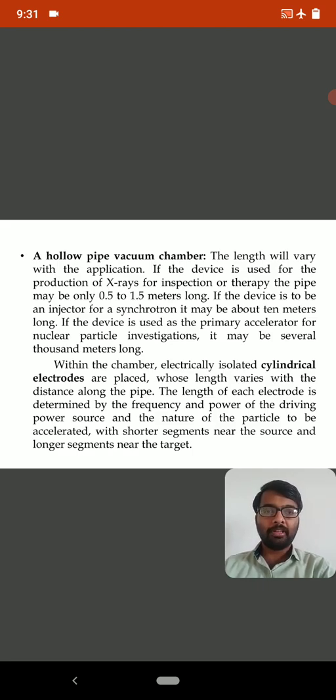As we have discussed in the previous case, for X-rays it is about 0.5 to 1.5 meters. For the injection of the electron beam into the synchrotron, it is about 10 meters.